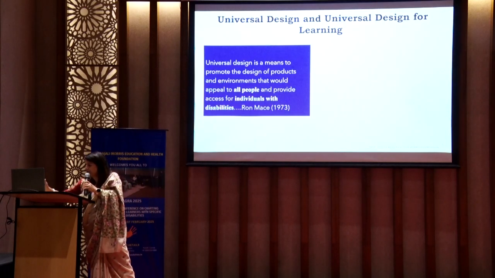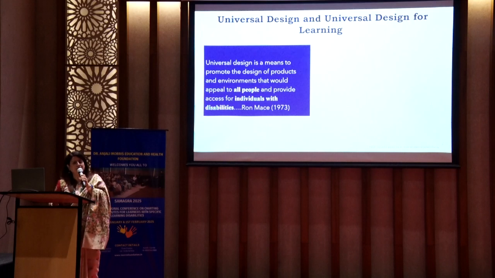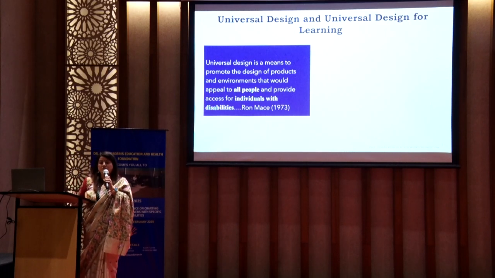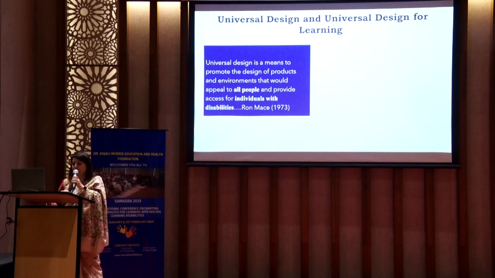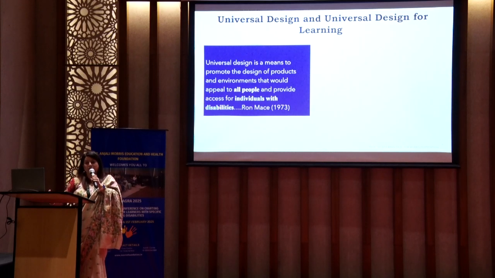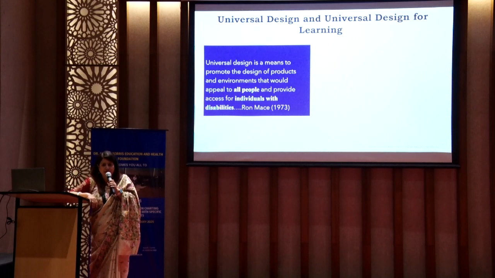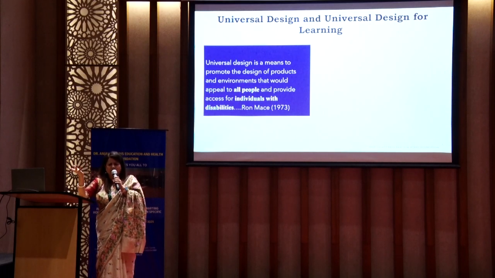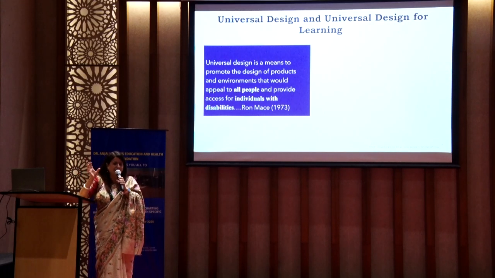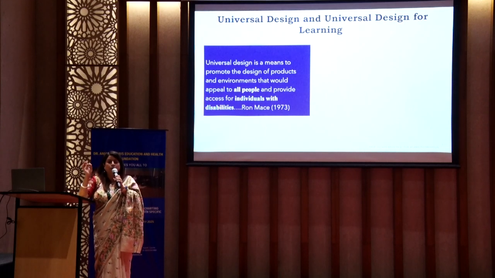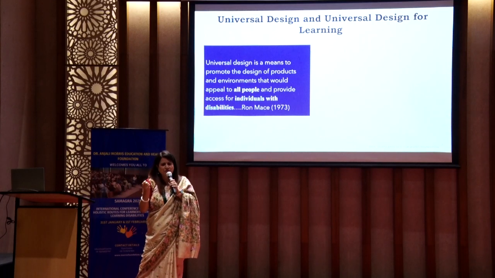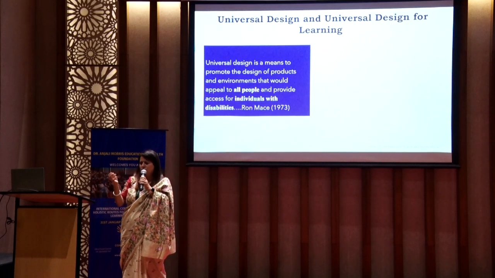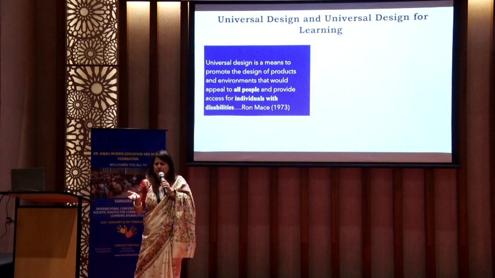Now from here come the concepts of universal design and universal design for learning. Universal design was a concept which came from the field of architecture. Universal design means to promote the design of products and environments that would appeal to all people and provide access for individuals with disabilities as well. When we are designing any product, we have to bear in mind that it should be designed in a manner which can be used by one and all. Have you seen manuals with products in different languages, sometimes English, French, Spanish, Hindi, so that more and more people can use it?